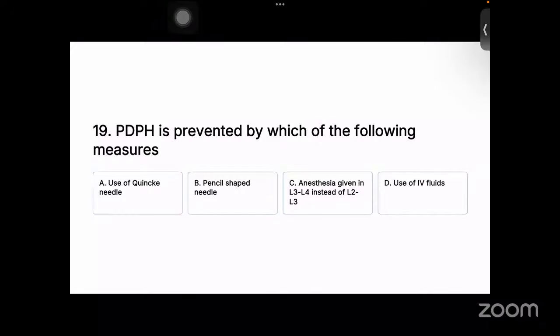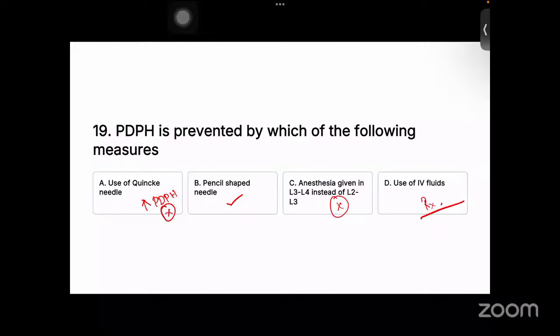So mainly the Quincke raises the PDPH, not lowers it. And anesthesia at the wrong location, nope, it doesn't prevent it. And the use of IV fluid, it doesn't reduce the incidence but helps to treat. It is used for the treatment but not for the prevention. So the pencil-shaped needle is the option we go for here.